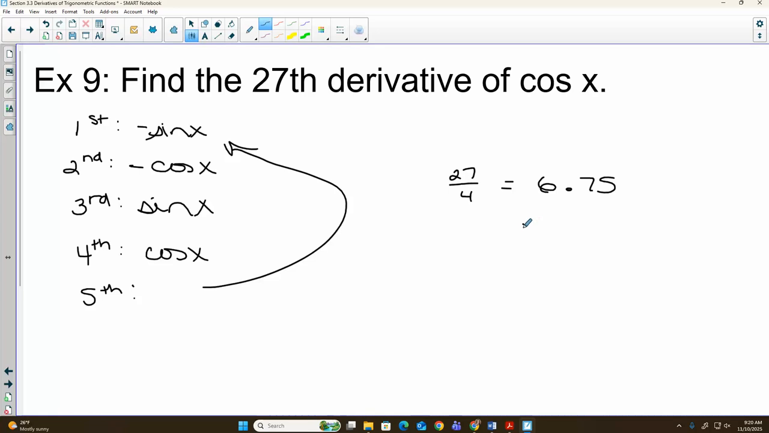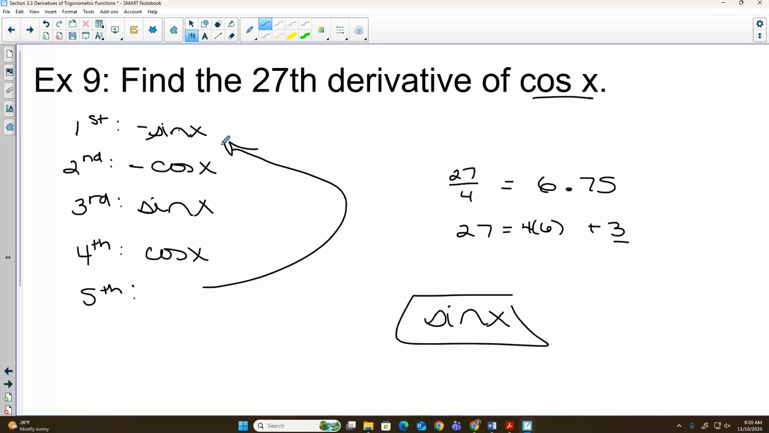Or another way to think of it, 27 is the same thing as 4 times 6 plus 3, right? So I'm up here, back to where we began, after my 6 even multiples, and then we have 3 left. So first, second, third. So it would turn out to be sine x. Because my remainder is 3, it's just the third one on the list. Does that make sense?